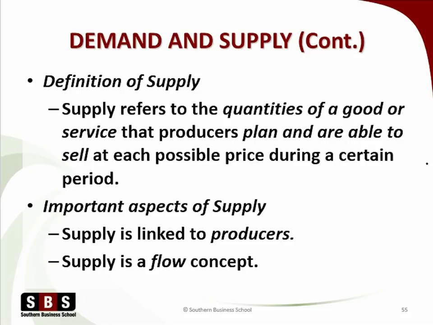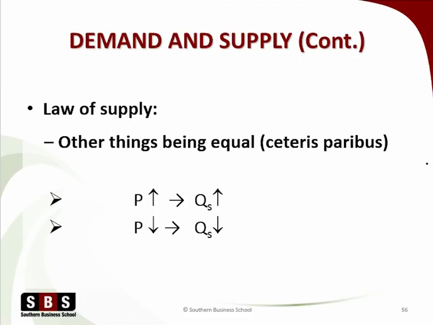And the important aspects of supply: it is linked to producers, and supply is a flow concept. So just like demand, there are important aspects for supply also. It's important to know this, especially for the multiple choice or the true and false questions. The law of supply is just the opposite of the law of demand. Price goes up and quantity goes up as well. Obviously the businesses make more money as producers, and they will produce more and sell more. So that's why that happens. And also vice versa. If the price goes down, they'll produce less.